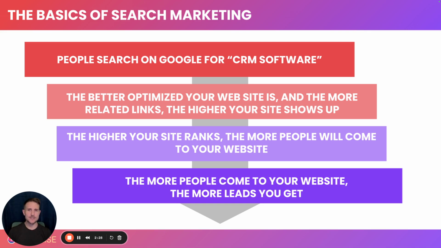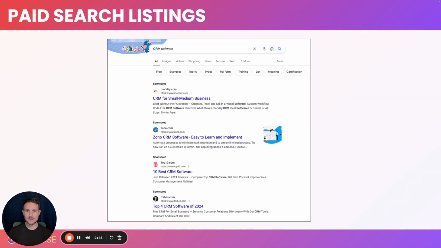So what are the basics of search engine marketing? Here's an example with the term CRM software. People would search on Google for the term, and the more optimized your website, the more links you have, the better content that's related to that topic, the higher your site shows up. Of course, the higher your site ranks, the more people will come to your website, the more free leads you're going to get. That's the obvious basics.